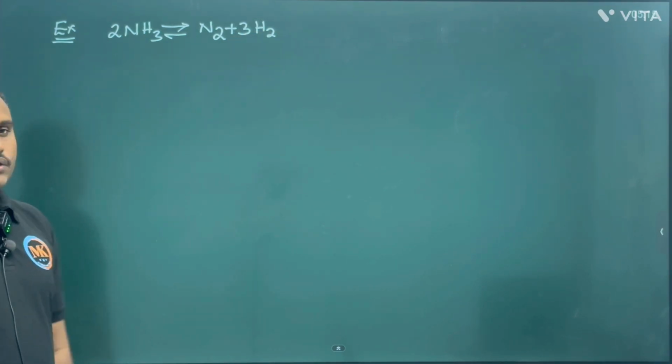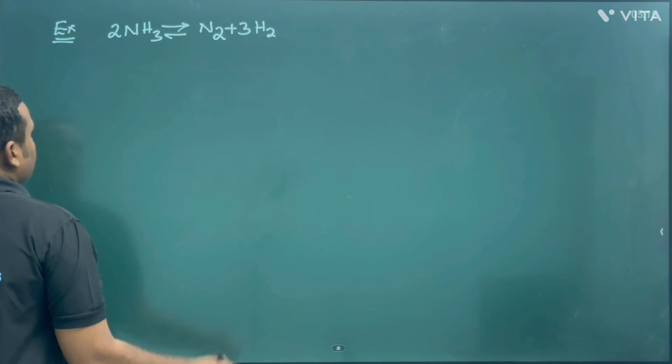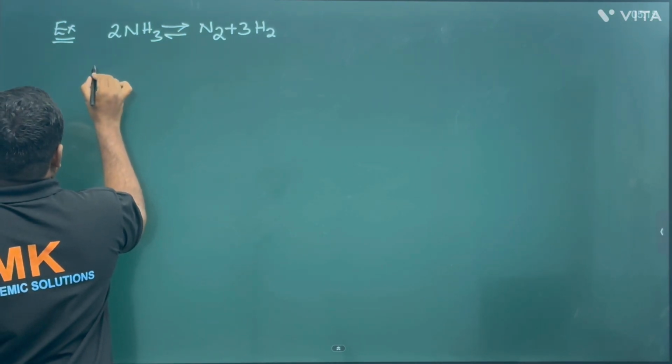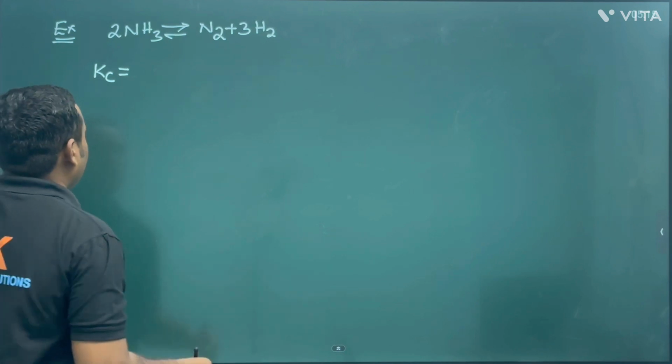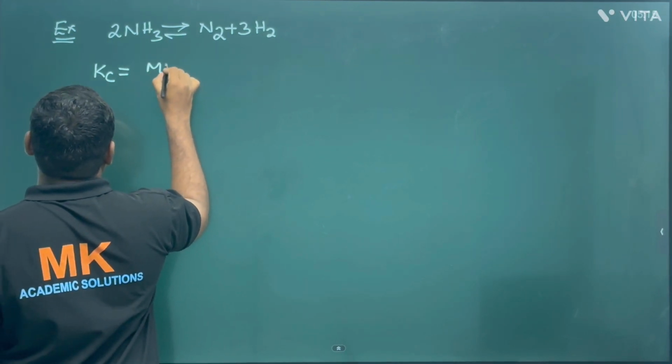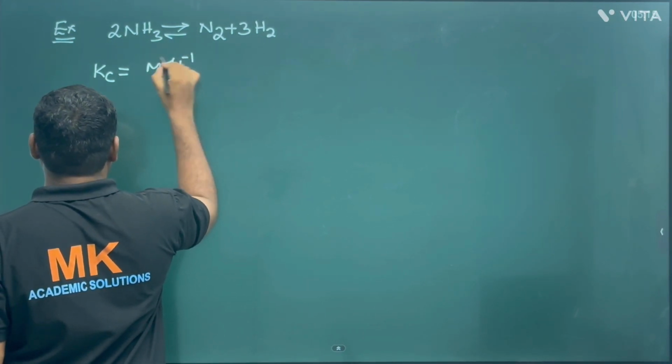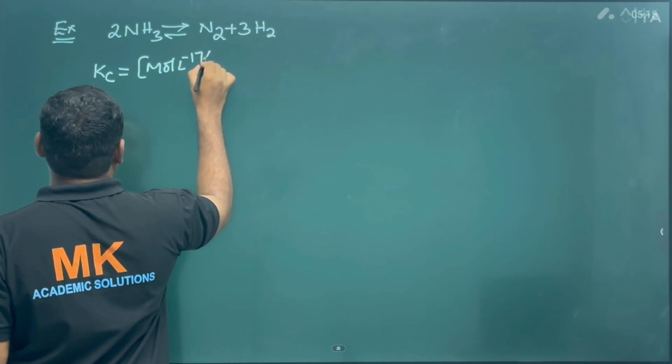2NH3 gives rise to N2 plus 3H2. So now here, what is the units of Kc? So here Kc units are what? Moles per liter to the power delta n.